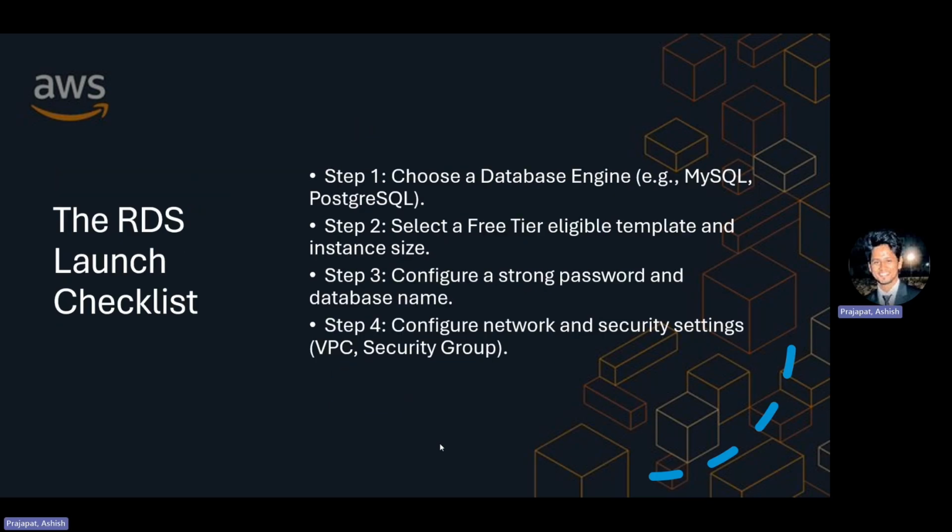This is a quick overview of what we are about to do in the console. We'll walk through the RDS setup wizard step by step. The most important things to remember are to select a free tier eligible template and to create a strong password. We will also spend a bit of time on the network and security settings, as this is crucial for making sure your database is protected and only accessible by you and your application.